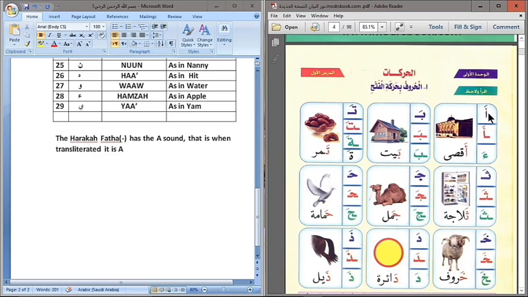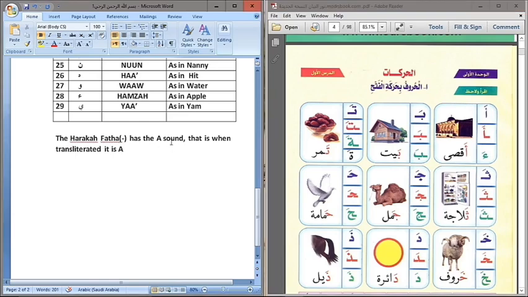So what is this sign above it? This thing that looks like a hyphen or a dash. It has its own laws. It has a name. I will come to that now. The name for this hyphen is the haraka fatha. The haraka fatha has the a sound. So the fatha there is pronounced as a. That is, when transliterated, it is a.